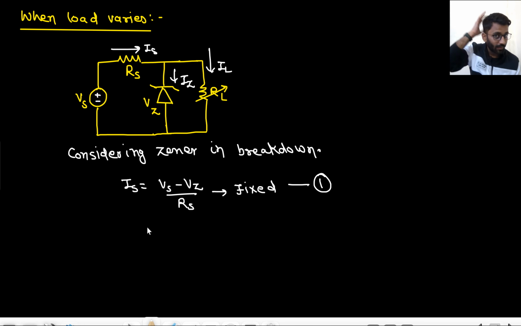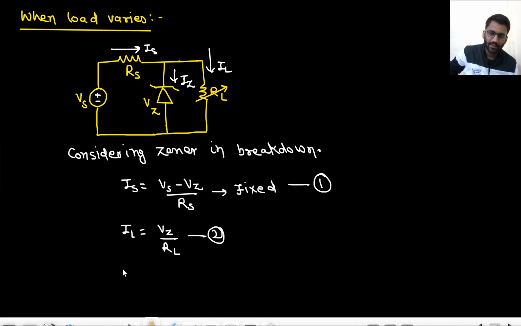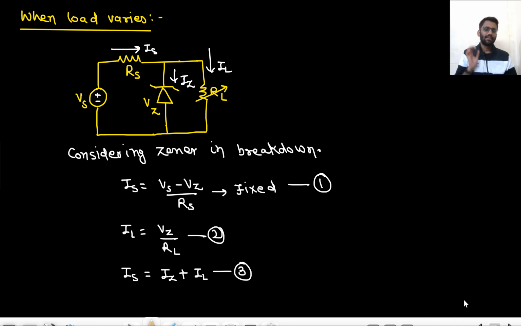Now let's talk about IL. What is my IL? This is in breakdown, so IL is Vz by RL. Right? This is the second equation. What is my third equation? That is IS equals IZ plus IL. This is the third equation.